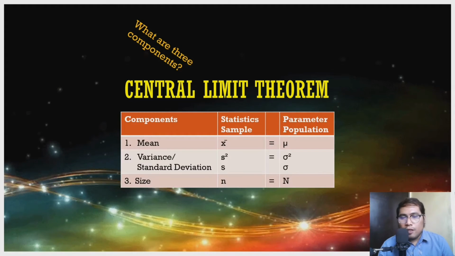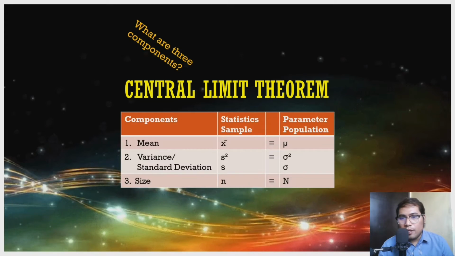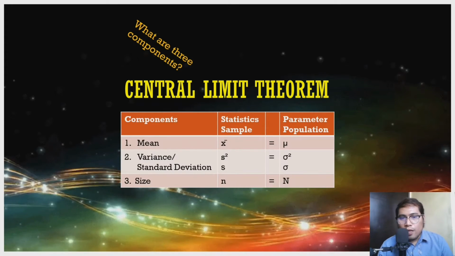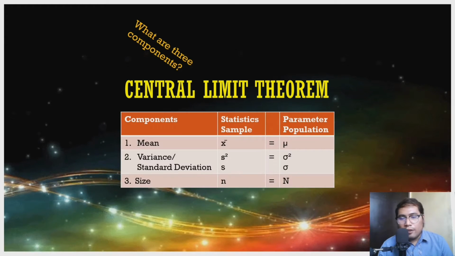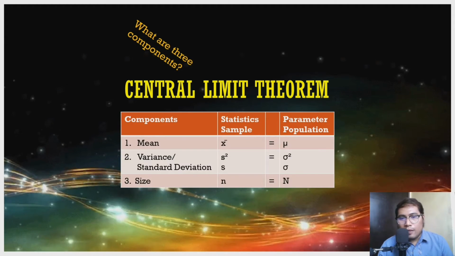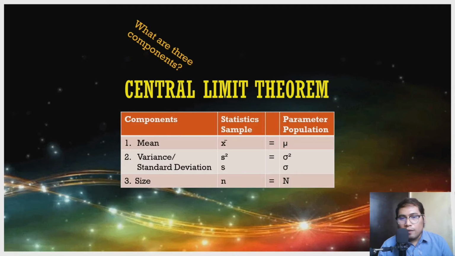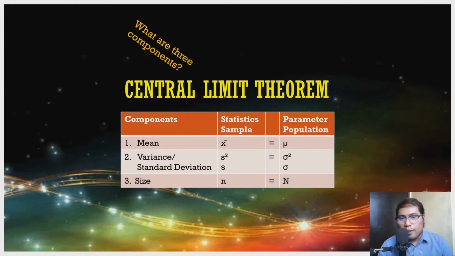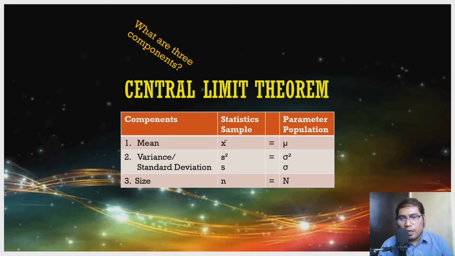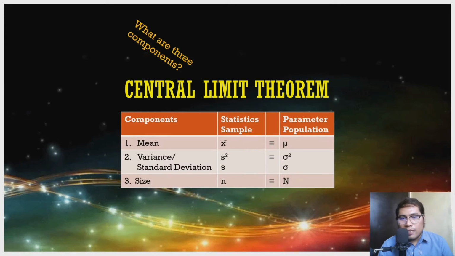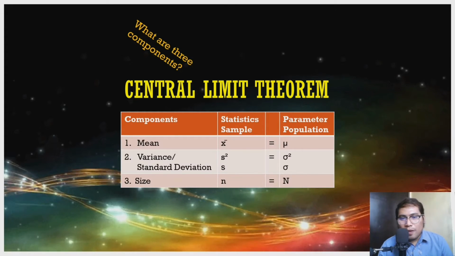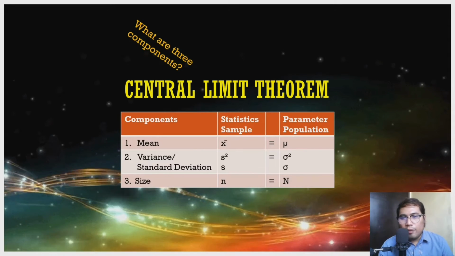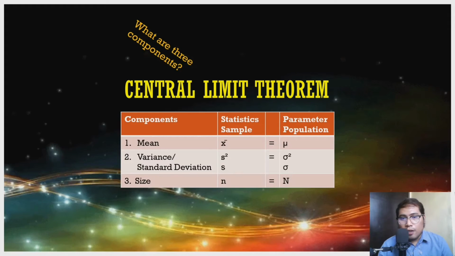The symbol for the mean in the sample is x bar, while in the population we have mu. For the variance and the standard deviation, for the sample we have s squared for the variance and s for the standard deviation, while for the population we have sigma squared for the variance and sigma for the standard deviation. And number 3, we have the size, wherein in the sample we have a small n, and for the population we have the capital N.